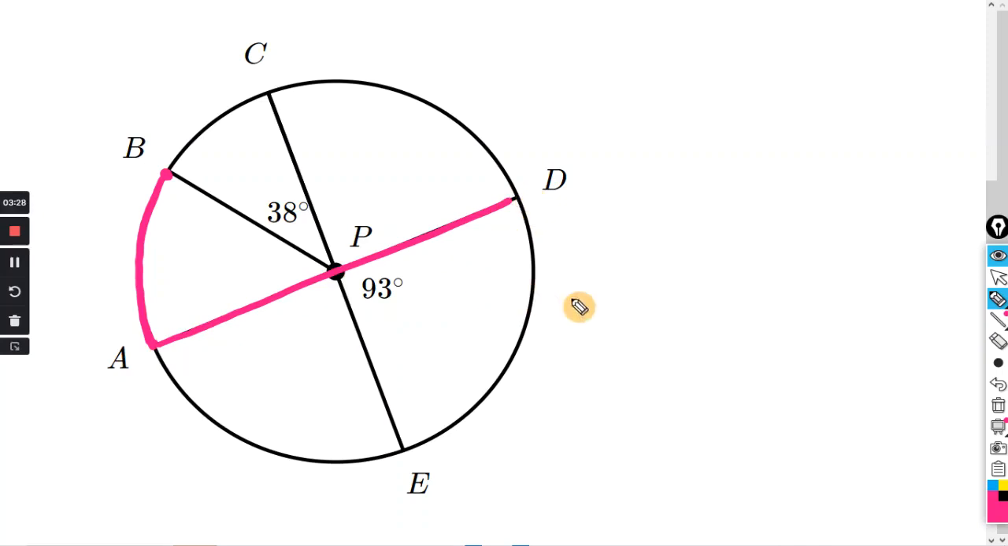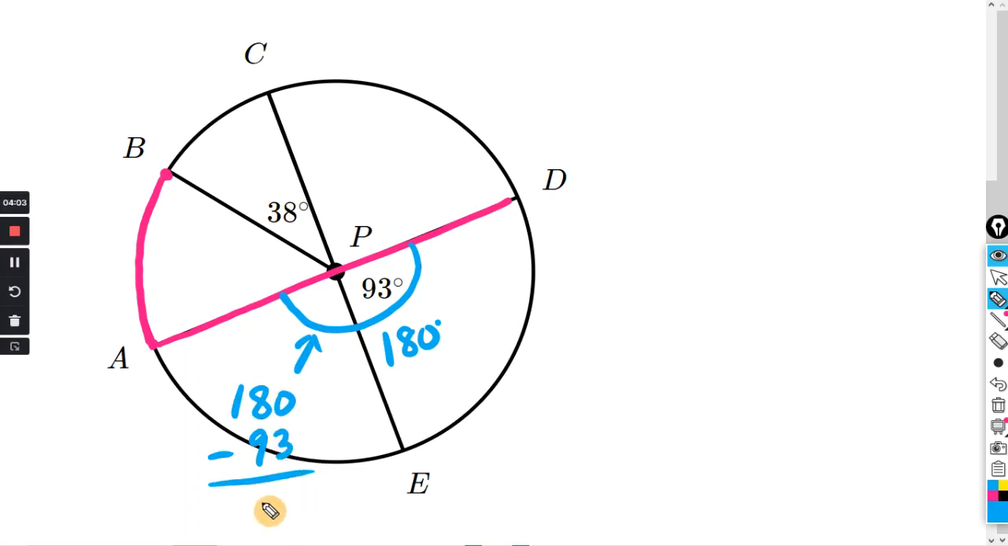That means we don't even have to travel along the arc. The diameter is always straight, and it's going to be a straight angle. We know that a straight angle equals 180 degrees. If this entire angle is 180 and this angle is 93, then this one right here is just going to be 180 minus 93, and that equals 87 degrees. So I can fill this in right here and say it's 87.